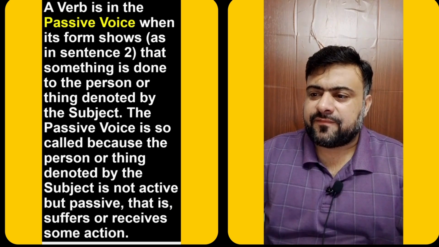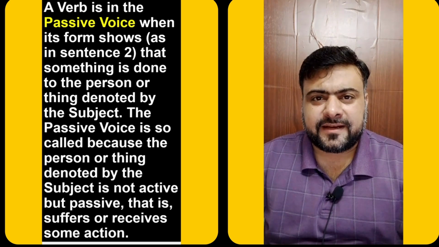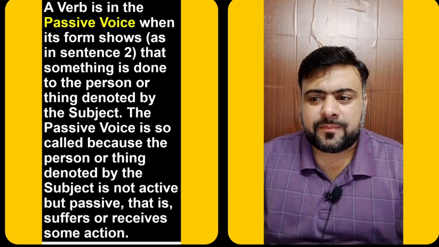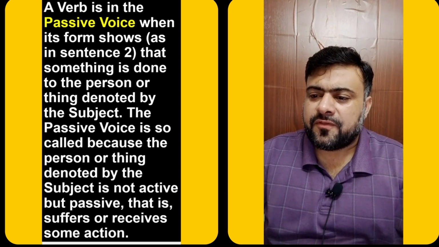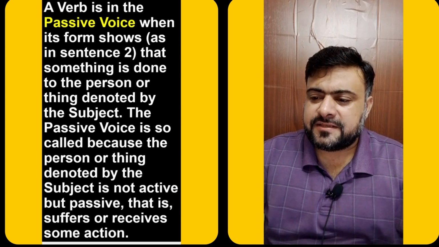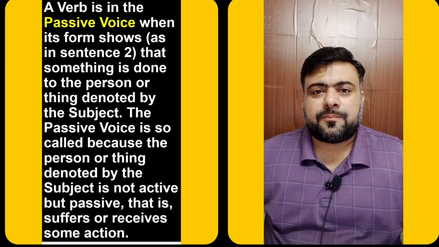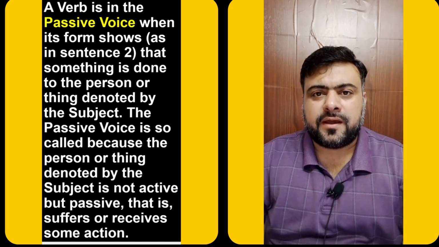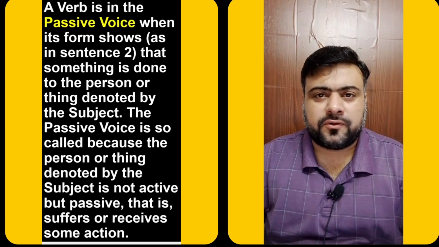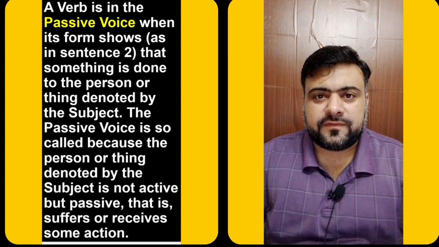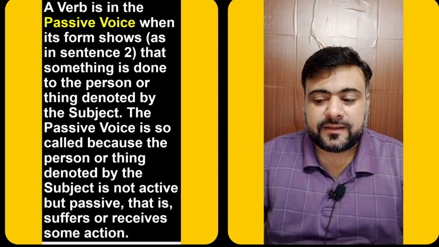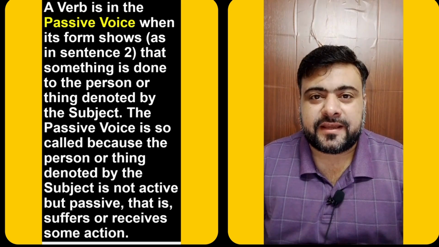A verb is in the passive voice when its form shows, as in the second sentence, Hari is helped by Rama, that something is done to the person or thing denoted by the subject. The passive voice is so called because the person or thing denoted by the subject is not active but passive, that is, suffers or receives some action. On the contrary, passive voice is that form of the verb where the subject in the sentence is not doing anything. It is not the doer of the action. It does not act. Rather, it suffers an action or receives an action. That is why it's called the passive voice.